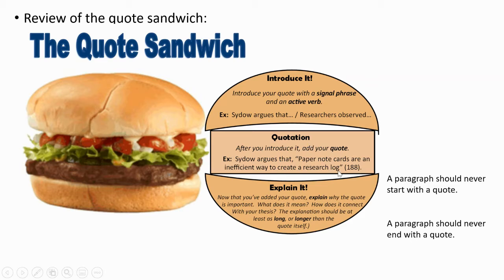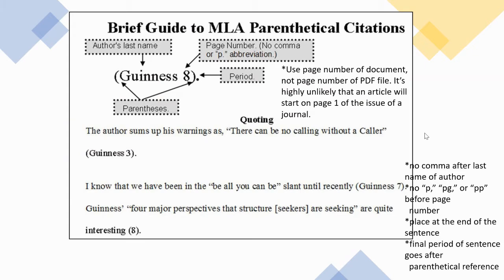So if the quote ends with a period, you don't need to have 2 periods, only the one after the parenthetical documentation. And of course, after you provide the quote, you need to explain it, right? That's why a paragraph should never end with a quote. If your paragraph ends with a quote, that means that the explanation is missing. And if your paragraph starts with a quote, then that means that the introduction or the setup is missing. Right? So always sandwich your quotes.